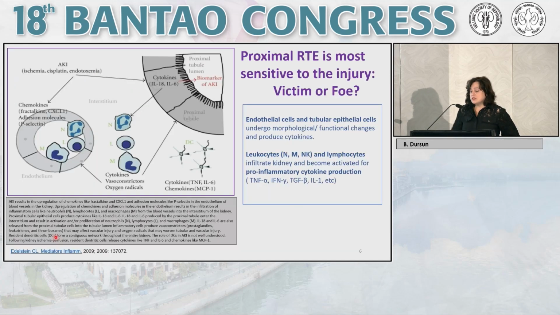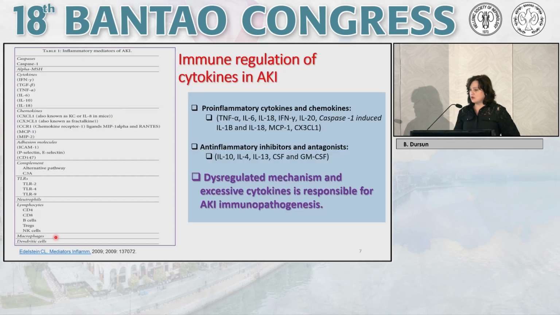The proximal renal tubular epithelial cell is most sensitive to injury due to its high metabolic rate and low oxygen tension. It was previously believed to be the victim, but now it's known that it's one of the primary drivers of injury. Along with endothelial cells, tubular epithelial cells undergo morphological and functional changes and produce cytokines. Leukocytes and lymphocytes also infiltrate the kidney and become activated for pro-inflammatory cytokine production.